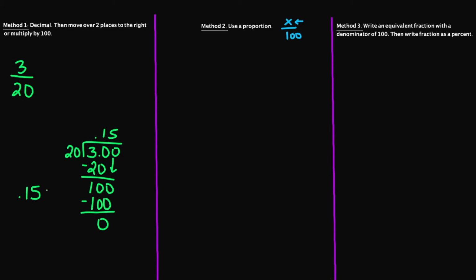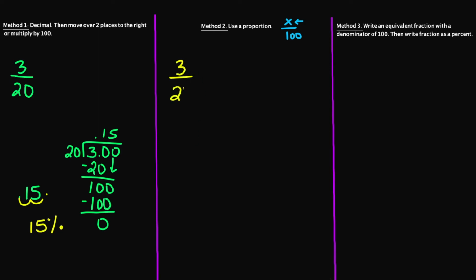If I need to turn this into a percent, I'm going to move over 2 decimal places to the right or multiply by 100. So 1, 2, it's right here. That's going to be 15. So this is 15%. Let's look at method 2.